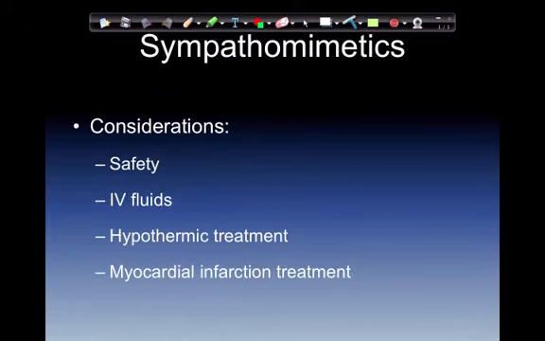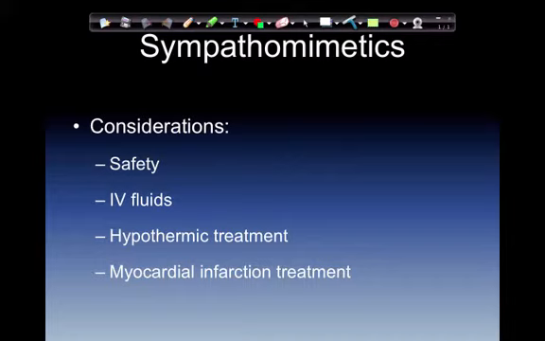Sympathomimetics. This is just considerations on this. Safety, amphetamines, things like this. People are highly agitated. IV fluids, hypothermic treatment, cooling measures. Everything is going to be in overdrive, including their temperature. Myocardial infarction should also be run side by side in the background. The reason being is because their heart generally starts beating harder, faster, stronger. It may be too much.